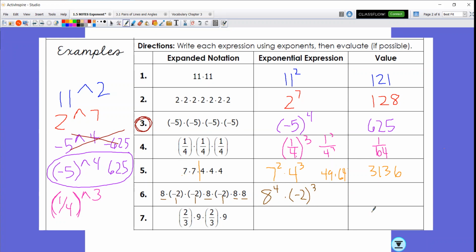All right, so go ahead and get your calculator out and tell me what that value is. 8 to the 4th power times -2 to the 3rd power. It's a pretty big number, or a pretty small number, I should say. Is everyone able to put this in their calculators? I know some of you have calculators. I gave them to you. So 8 to the 4th power times -2 to the 3rd power. That's what I'm looking for. What is that?